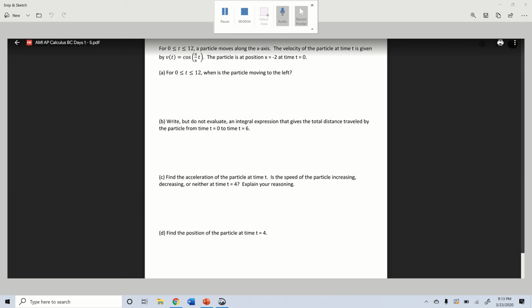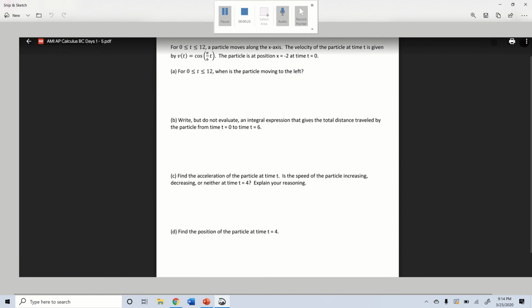This is AMI day 5 that you should have done Monday right when we got back from spring break. The thing that maybe made this one complicated is thinking backwards and realizing this is an AB question and not a BC question. So everything is just in terms of this equation right here. We don't have an x equation and a y equation, it's just that equation.